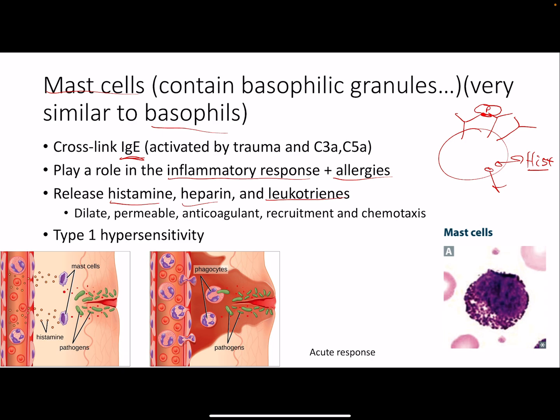Heparin is an anticoagulant. What is that going to do? Well, that just means we're going to get more blood flow. There's always going to be some amount of background coagulation proteins, but if we have heparin, we're going to have less of that. So more blood flow can come into this because it's less coagulated. And then the leukotrienes are going to help recruit neutrophils and other cells and allow chemotaxis. Remember LTB4. And this is a type 1 hypersensitivity reaction, which we'll talk about later.